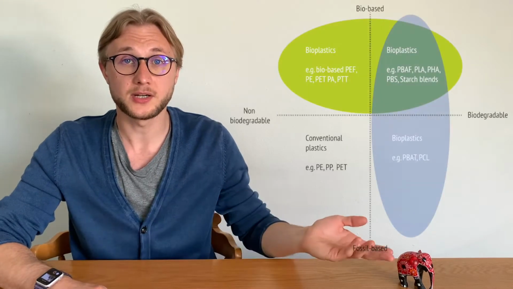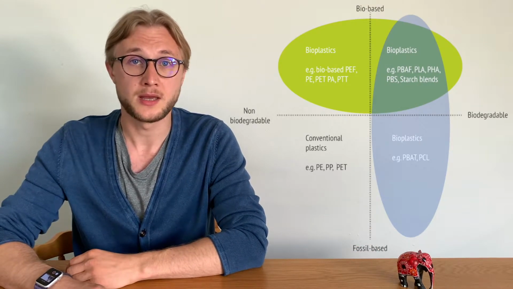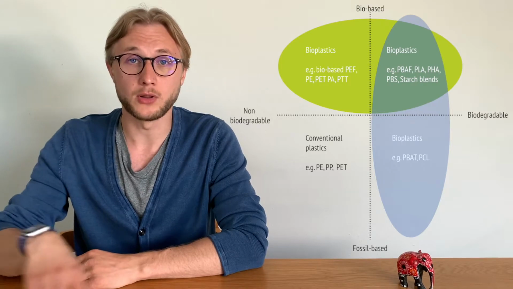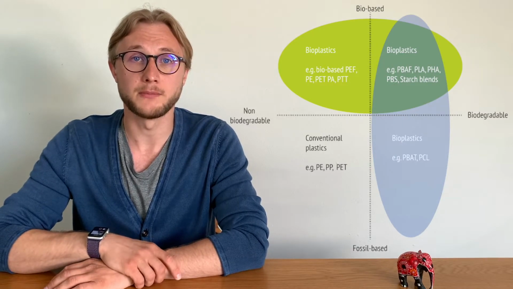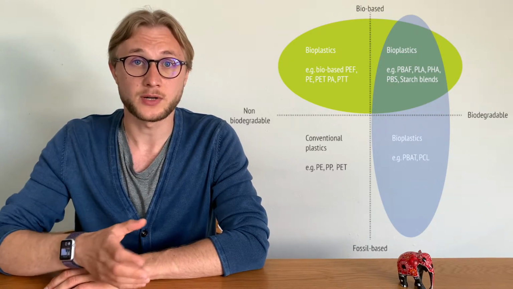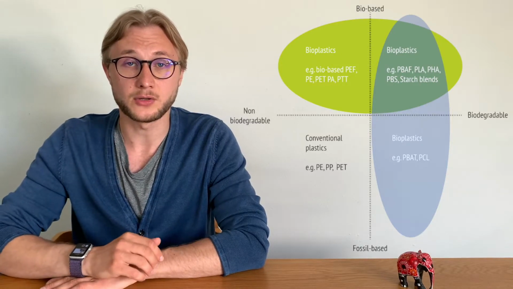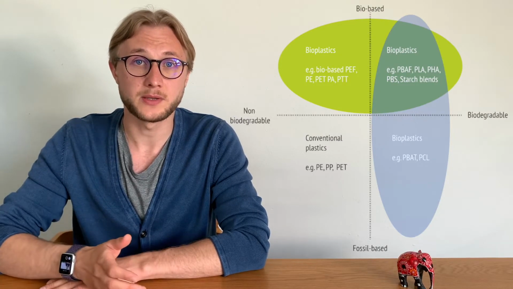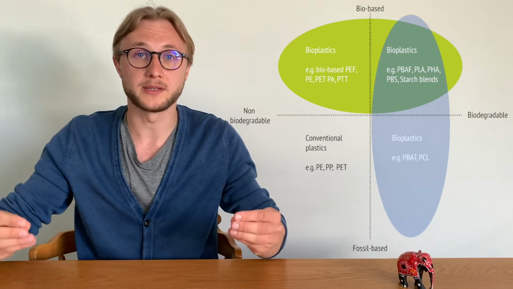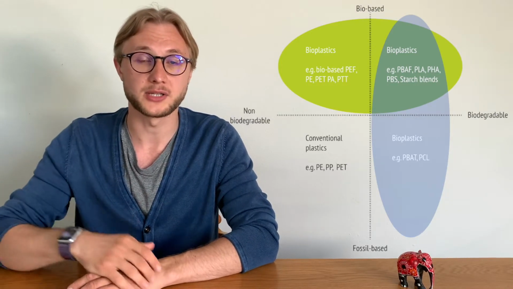Wait, more terminology? As there is a lack of standardization among these terms, it creates a lot of confusion among the parties involved within this industry. So in this graph we have a differentiation between non-biodegradable and biodegradable on the x-axis, and on the y-axis we have fossil-based, and on the top we have bio-based plastics. For example, in the bottom left corner we have fossil-based and non-biodegradable plastics, which are the ones we are wrapping these cucumbers or apples in.